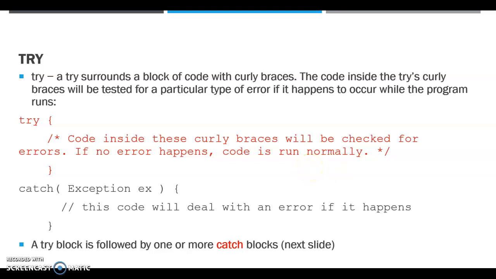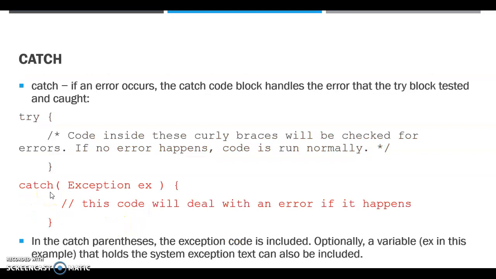Now if an error occurs, what happens is the try will then throw the issue over to the catch block, which goes below the try block. So you need a try and a catch block. You can have one try block, but you can have multiple catch blocks. And a catch block defines the type of exception that might be encountered.